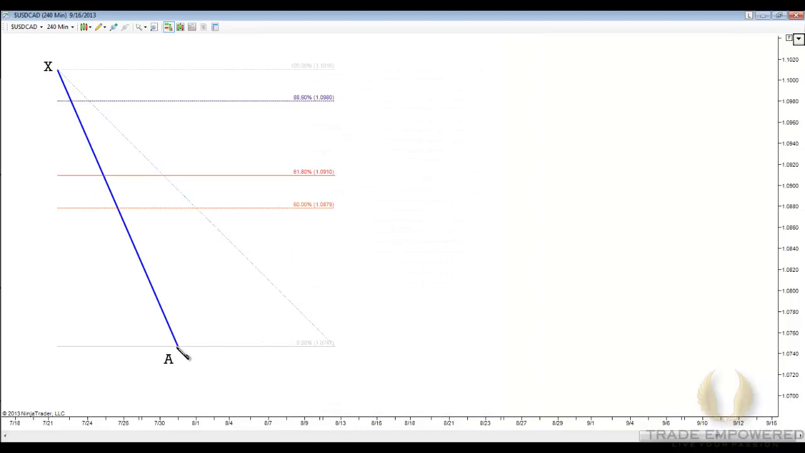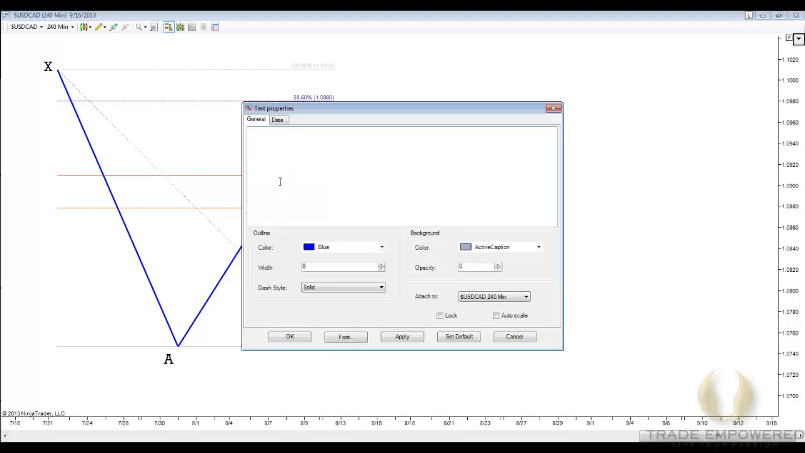Now, to get a valid B leg for a bat pattern, price action needs to make its way up to at least the 50% of our X to A leg. If we touch the 618, it's going to be invalid. So even if the wick of this candle touches the 618, it's going to be invalid for a bat pattern because, well, we know that the 618 is the criteria needed for our Gartley pattern. So price action needs to complete inside this level between 50% and 618 to give us a valid B leg.